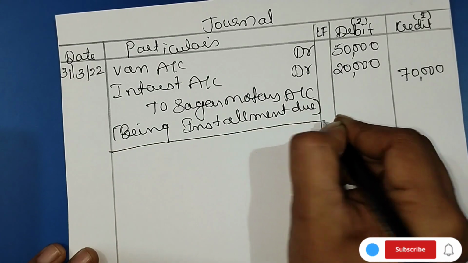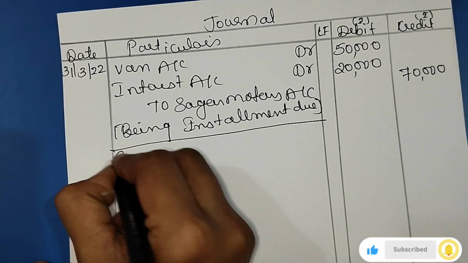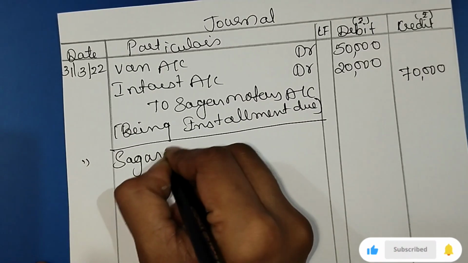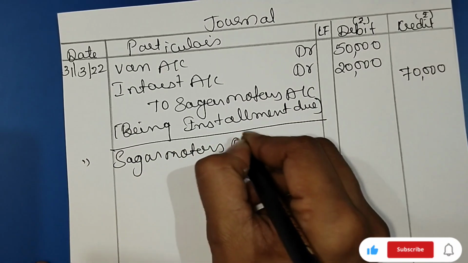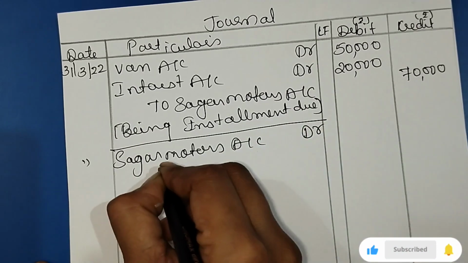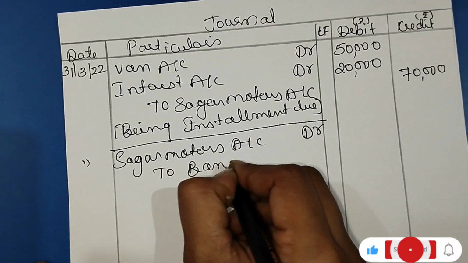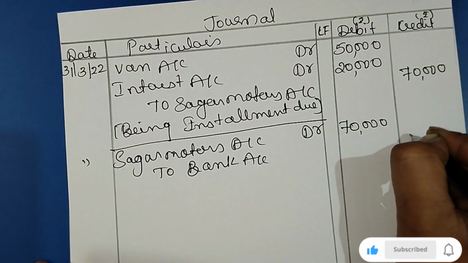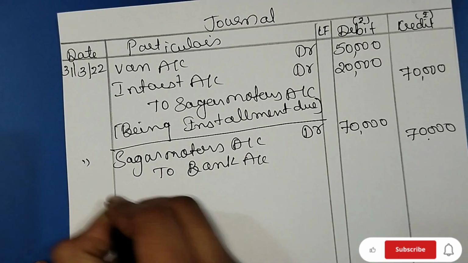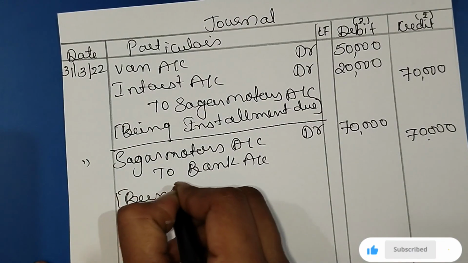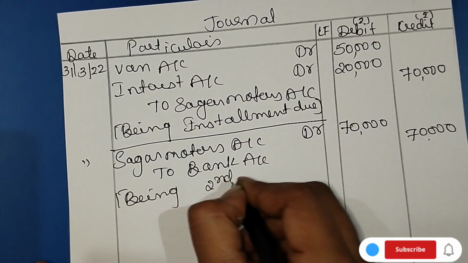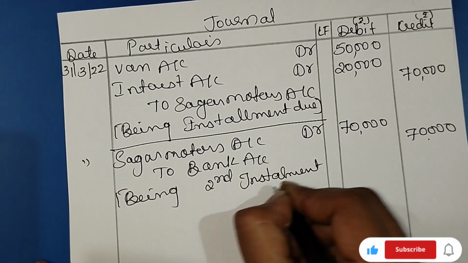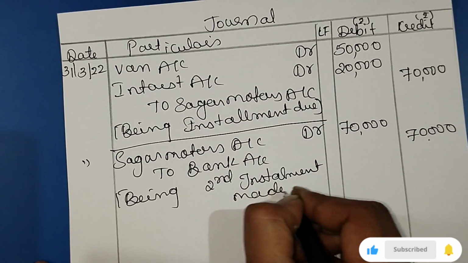Next entry is the payment entry. By debiting Sagar Motors account, the date is the same, to bank account, 70,000. Being second installment paid.